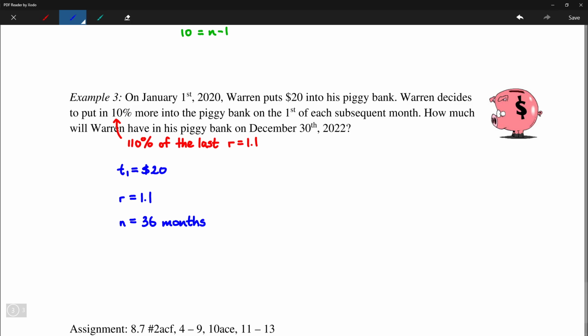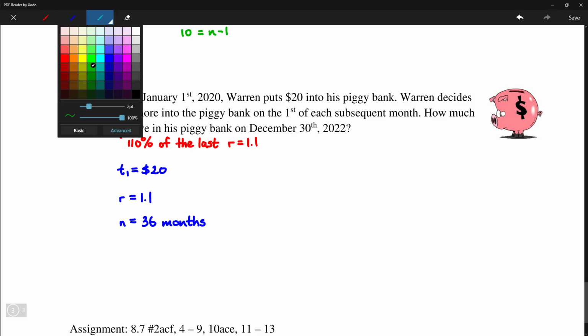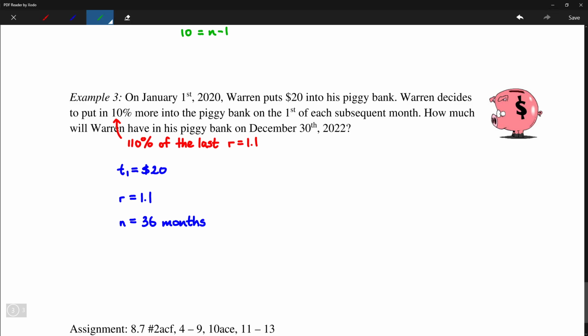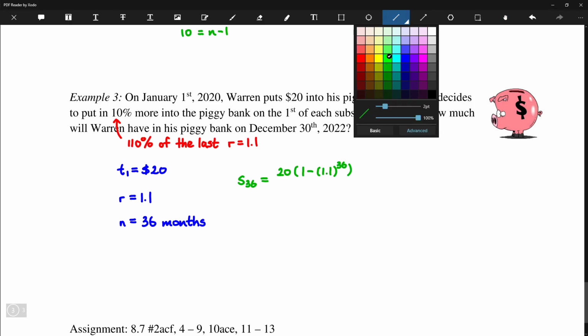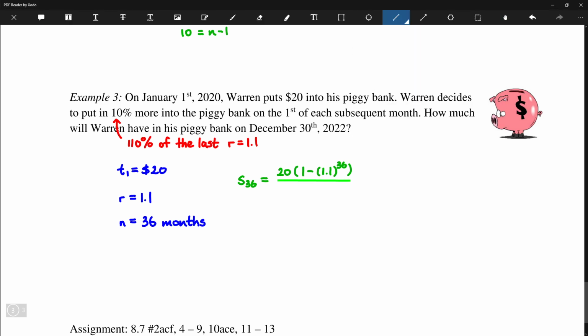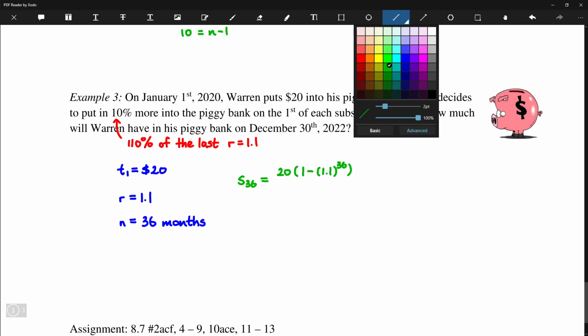Okay, so now we can apply the formula as we did before. So in this case, S36 is equal to 20, the first term, times 1 minus 1.1 to the 36th power, divided by 1 minus 1.1. Oops, that is really bright. There we go.